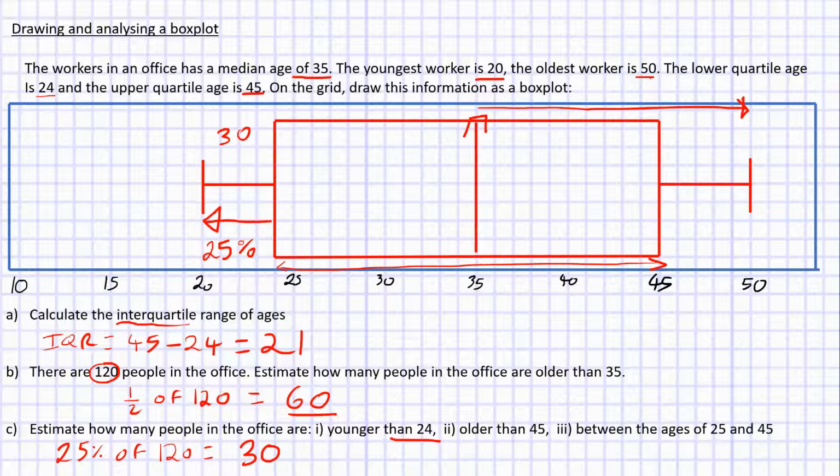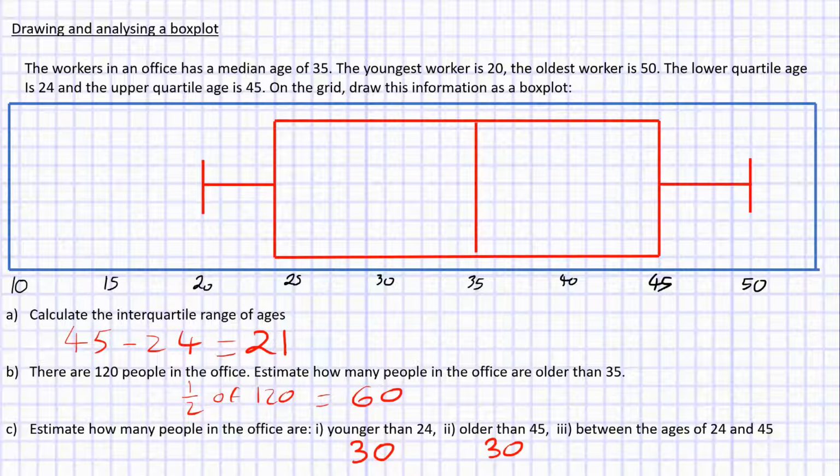Older than 45, well, 45 is the upper quartile. So 25% of the data is going to be above the upper quartile, which again is 30. 25% of 120 is 30. Finally, I want to work out how many people are between the ages of 24 and 45.